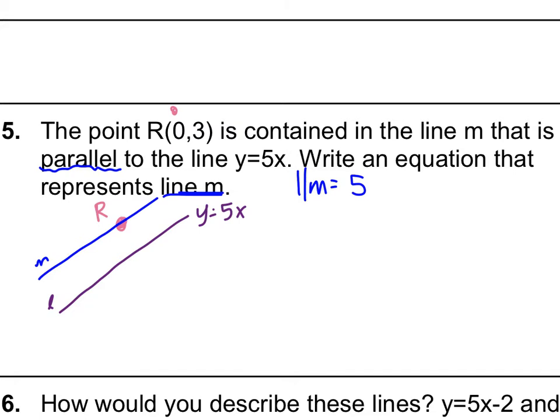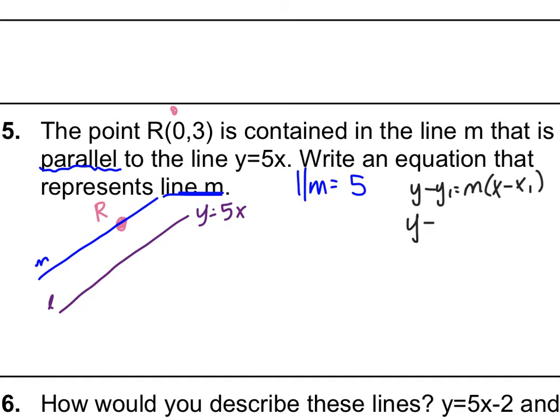All right, then remember we're given point R, which is 0, 3. So think back, when we're given a point and a slope, when we need to write an equation, we use point slope form. So y minus y1 equals m times x minus x1. So I'm going to substitute in for my information.